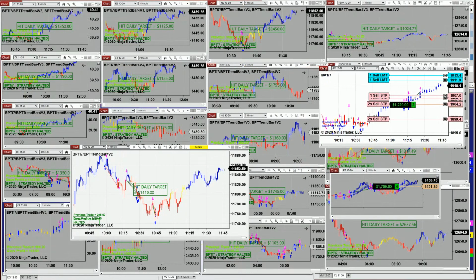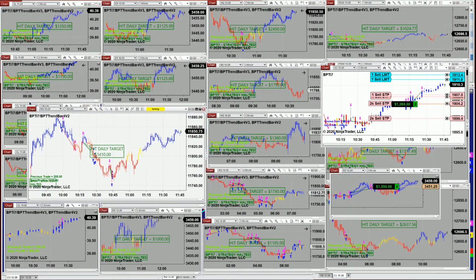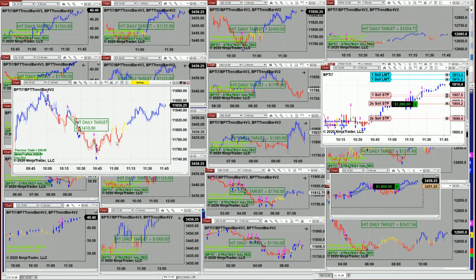NASDAQ here, the number 10 template is not different from those. I mean, today by accident this one made 2,400, but it's been consistent, this number 10 template, and still with the same range, 1,410, and the daily target is 1,000.